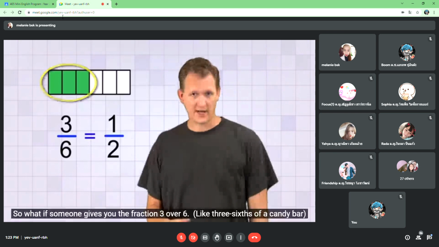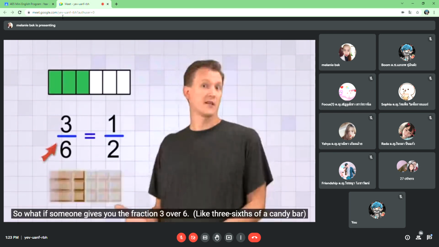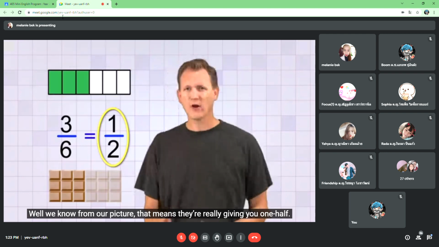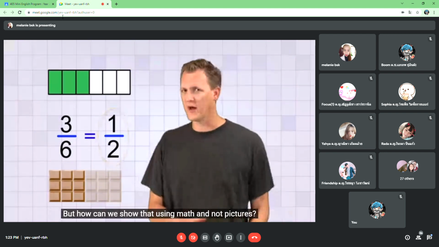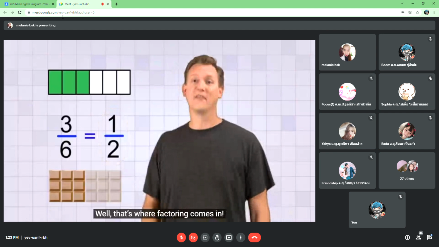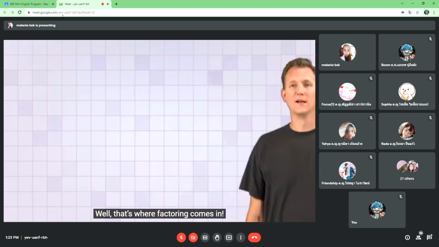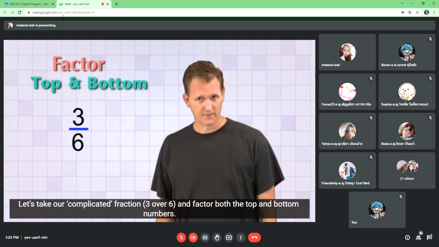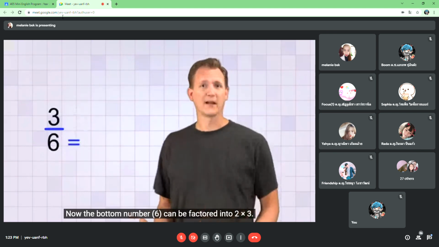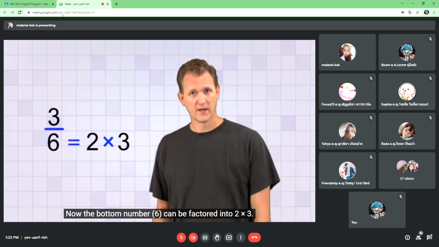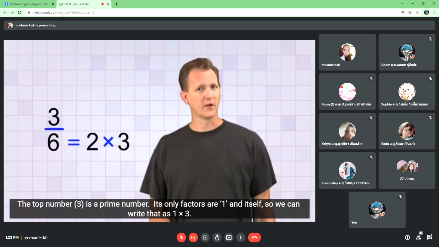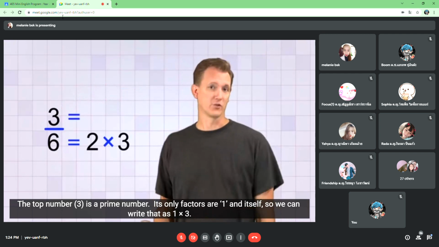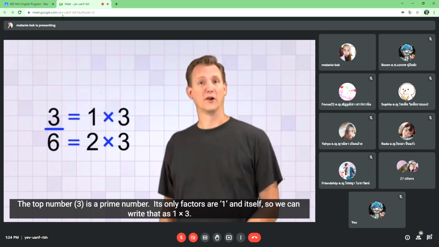So what if someone gives you the fraction 3 over 6, like 3/6 of a candy bar? Well, we know from our picture that that means they're really giving you 1/2. But how can we show that using math and not pictures? Well, that's where factoring comes in. Let's take our complicated fraction, 3 over 6, and factor both the top and bottom numbers. Now, the bottom number 6 can be factored into 2 times 3. The top number, 3, is a prime number. Its only factors are 1 and itself. So we can write that as 1 times 3.